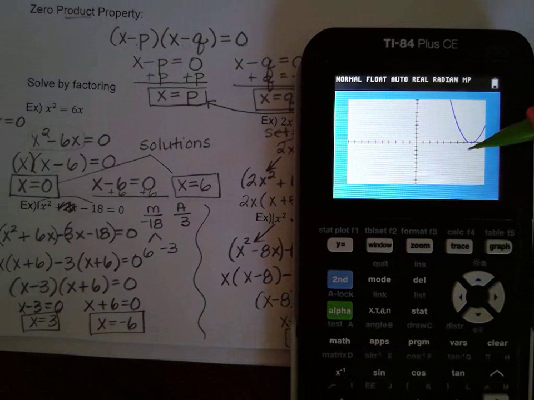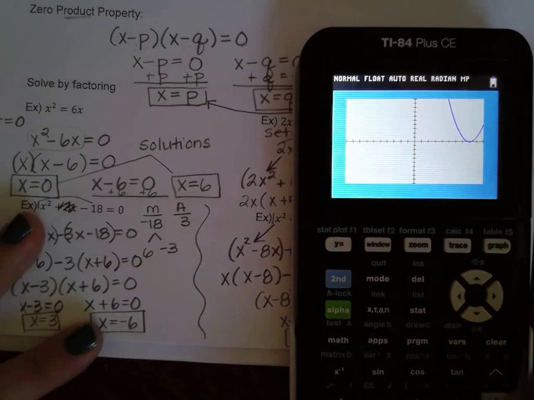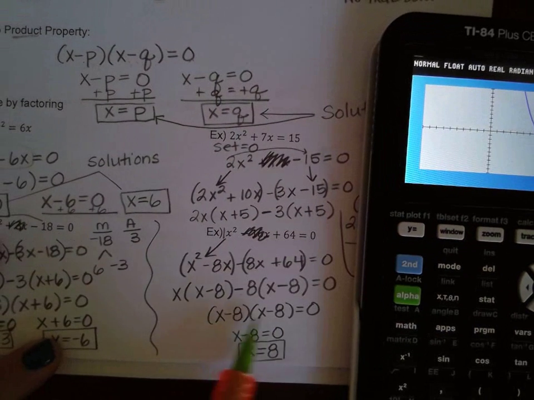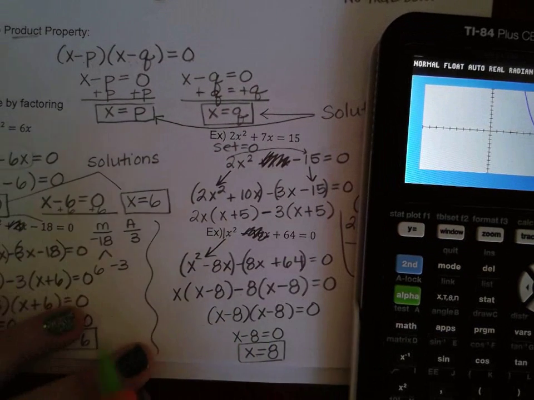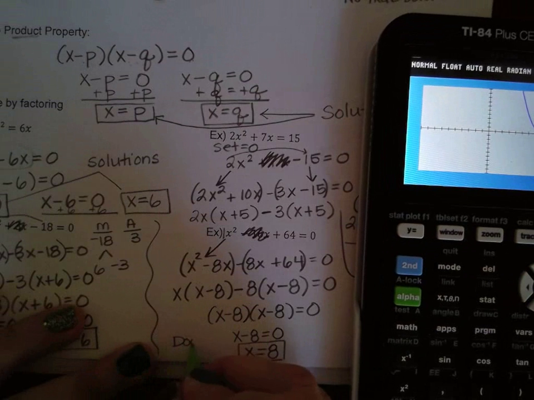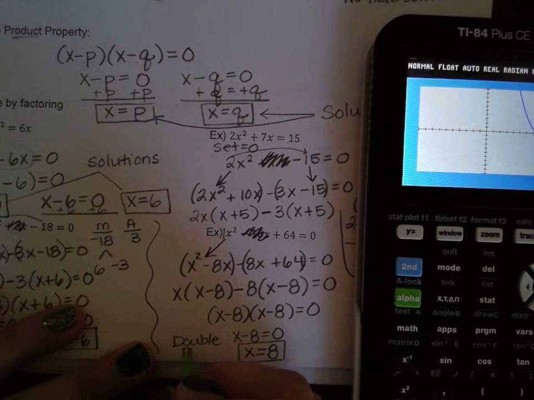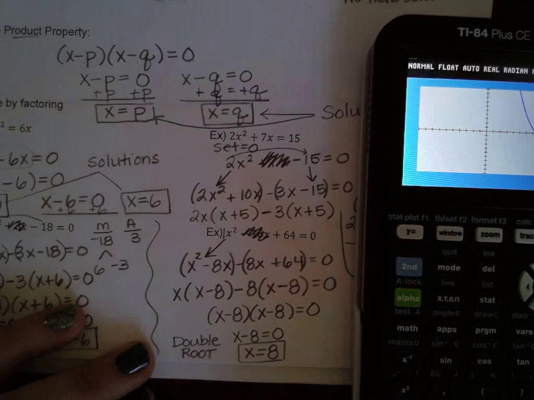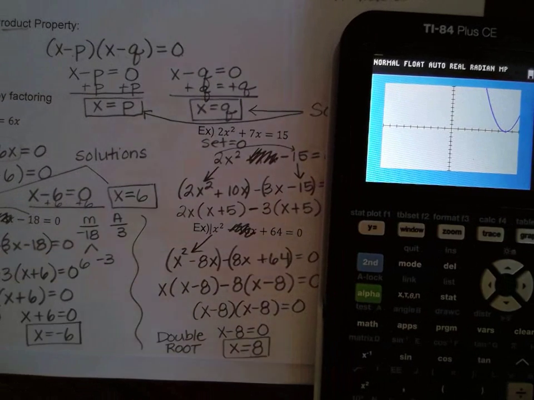There's your parabola. So, right here at this spot, the parabola comes down, hits the x-axis, and bounces off. That is at 1, 2, 3, 4, 5, 6, 7, 8, just like what we got. Since you got the same thing twice here, this is called a double root. It means that it's just the same answer twice, and it's going to bounce off the x-axis.